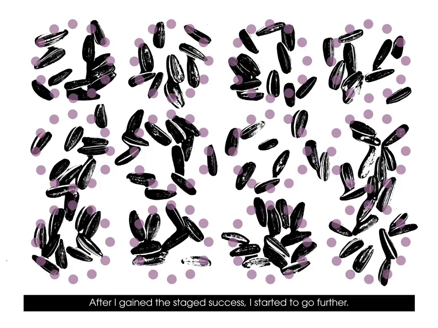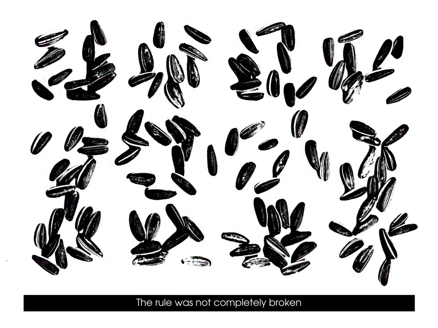After I gained this stage's success, I started to go further. I broke more of the rule I set up at the very beginning. I made the distance between each seed bigger. That went to an almost disordered condition. The groups were still there, but the boundary was not clear anymore. The rule was not completely broken, but seemed to have no meaning anymore, as it was no longer in charge. It came to the time to set up a new rule now, I thought.